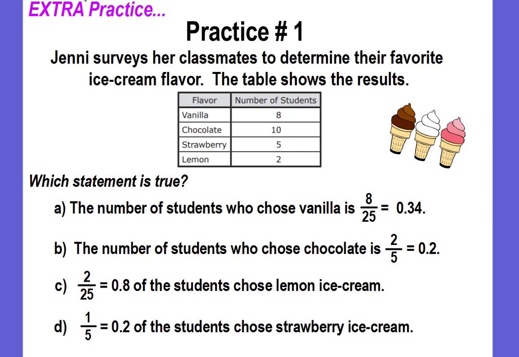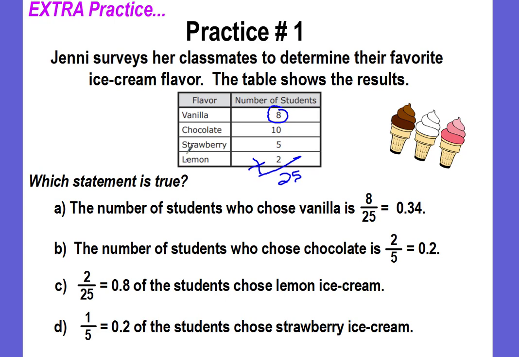Okay, just a little hint here. Remember, whenever you are working with a table, you can write each choice in fraction form, but first you have to get the total. So you have to add them all up. 8 plus 10 is 18, plus 5 is 23, plus 2 is 25. So there is a total of 25. So if we want to know the number of students who chose vanilla, we look at the table. 8 chose vanilla, and in fraction form it would be 8 out of the whole 25, 8 25ths.